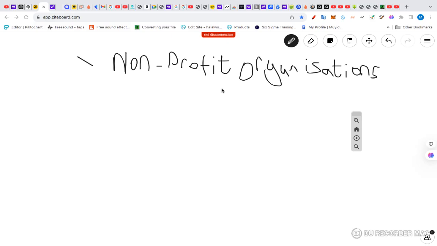Also, we have a term called accumulated funds. Now, accumulated fund is a form of capital. We have capital in trading companies in their final accounts, but for a non-profit organization, we call it accumulated funds. The accumulated fund is regarded as the excess of the assets over the organization's liabilities.